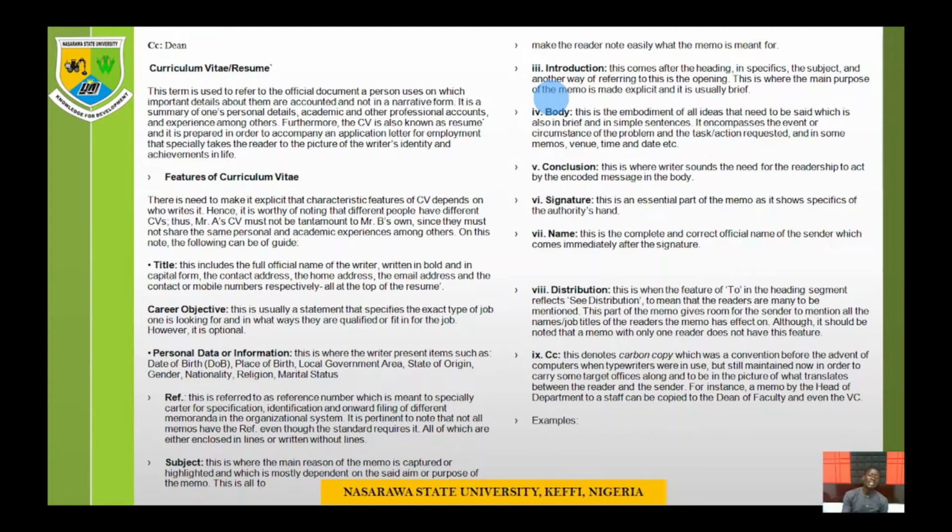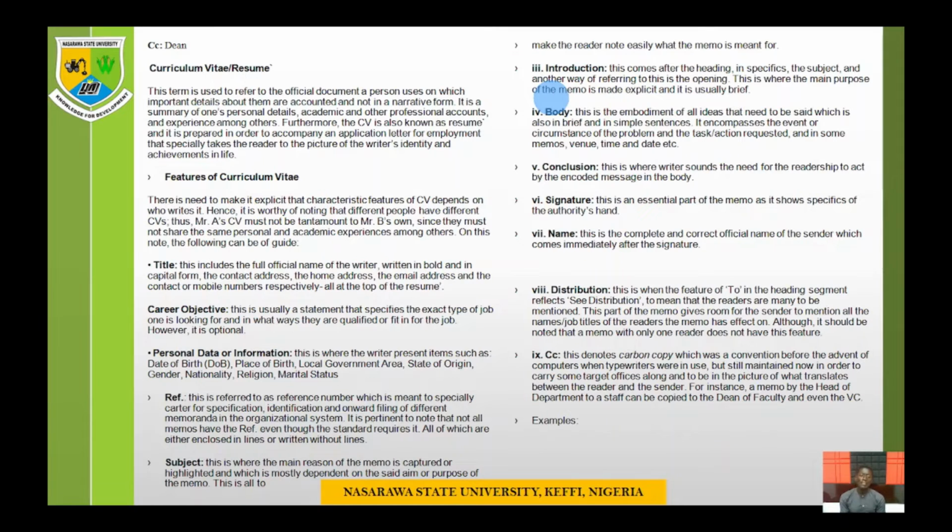The next one is personal data or information. This is where the writer presents items such as date of birth, place of birth, local government area, state of origin, gender, nationality, religion, marital status, and even languages spoken. And this also has some effects depending on who the writer is. My CV and your CV must not be the same. Different people have different CVs because we have different experiences, we have different achievements, and the rest.